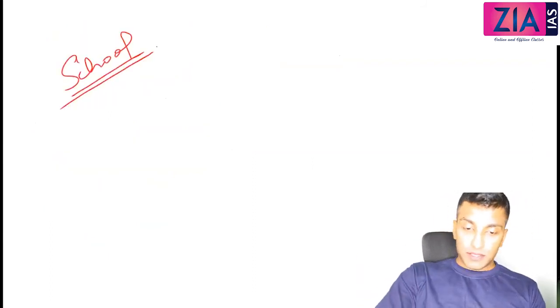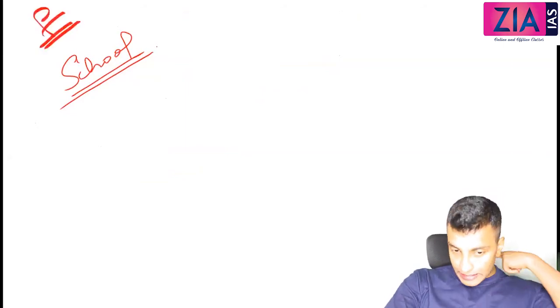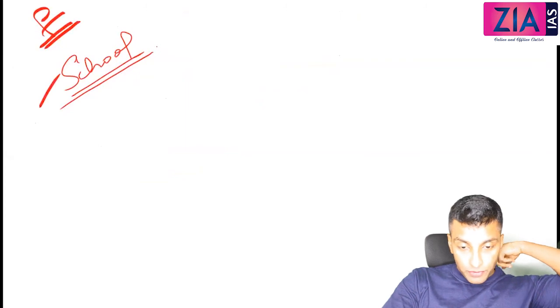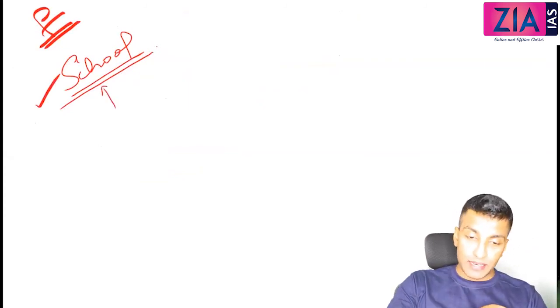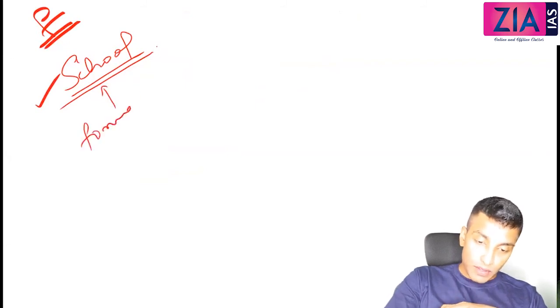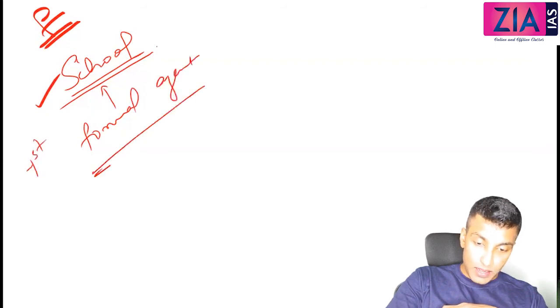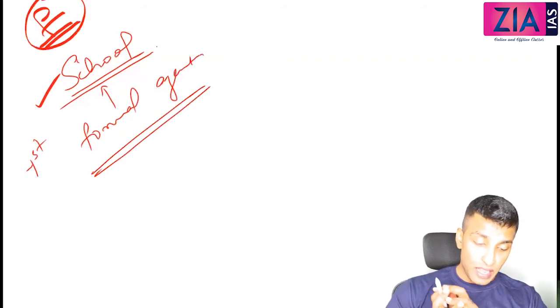So the first agent of socialization, I have told you, is family. The second agent of socialization is actually school. And in fact, school is the first formal agent of socialization. Family is not formal, right? So school is the first formal agent of socialization. Okay, so like family that I've discussed, school also has immense significance in inculcating values.